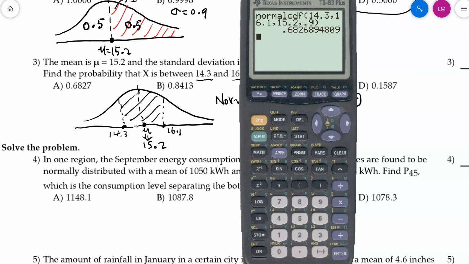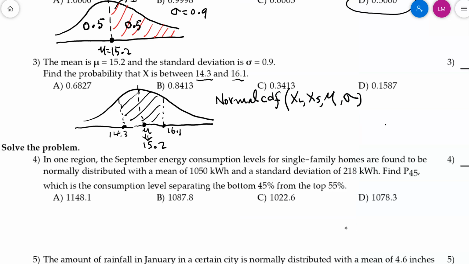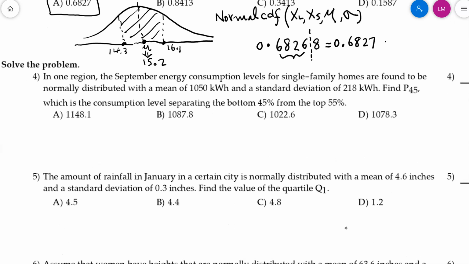0.68268. You round to 4 decimals. So it is, well, if you want to put 0, that's okay, 0.6827. Do you have the answer? Yes. Answer is A. Let's go to number 4.